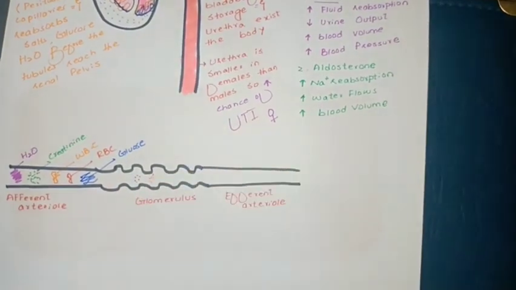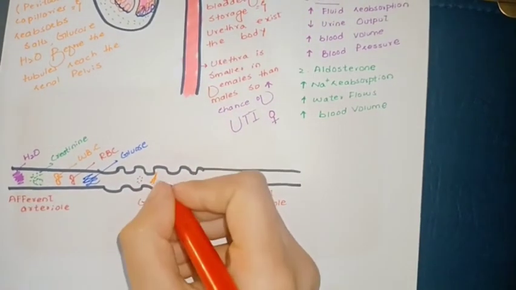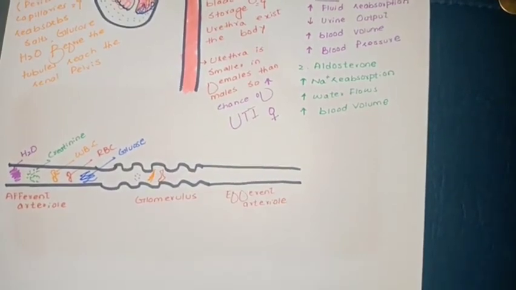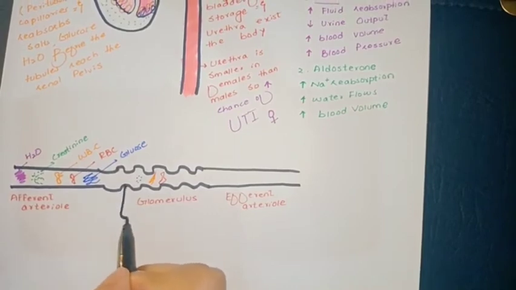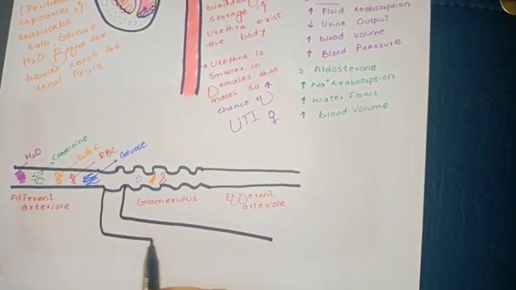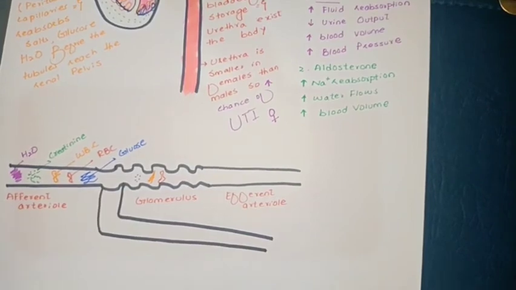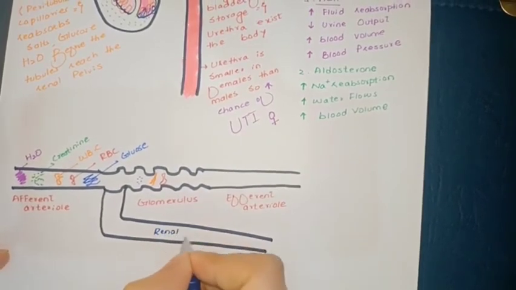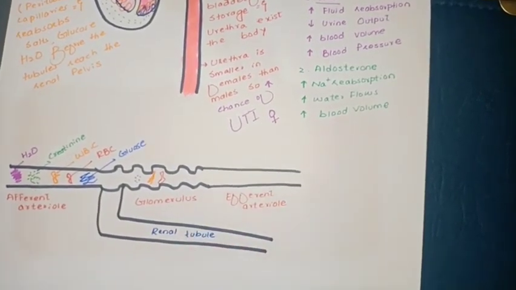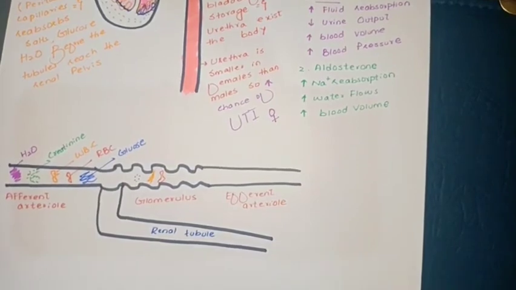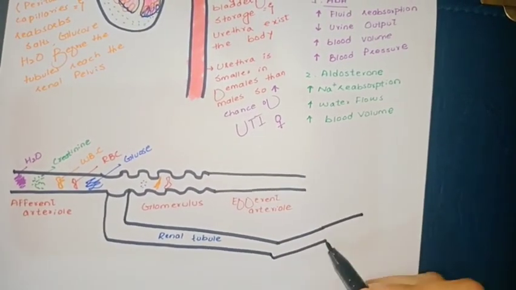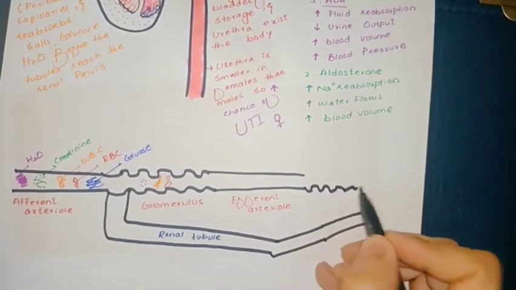This is a glomerulus, this is the white blood cell. This is a red blood cell. Now this structure goes down to the tubule. This is a renal tubule. Renal tubule goes to the, this is a capillary.